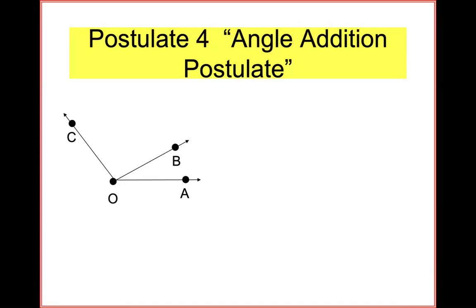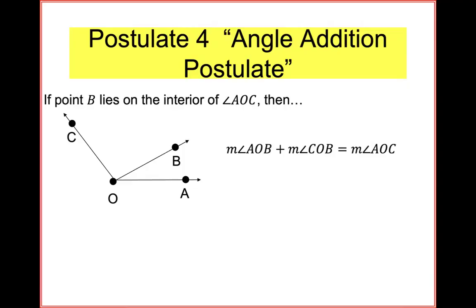If you want to know the larger angle there, COA, it's the sum of the two smaller angles. In other words, the smallest angle there, AOB, plus angle COB would equal the larger angle, AOC. Pause the video, look at that, and remember the words small plus medium equals the whole thing.